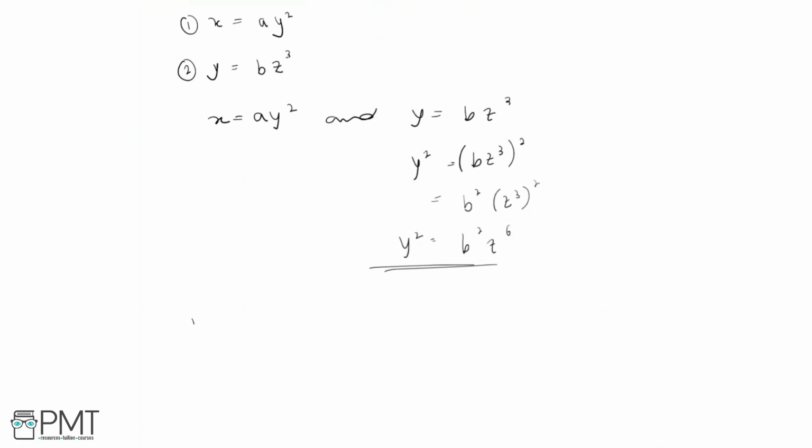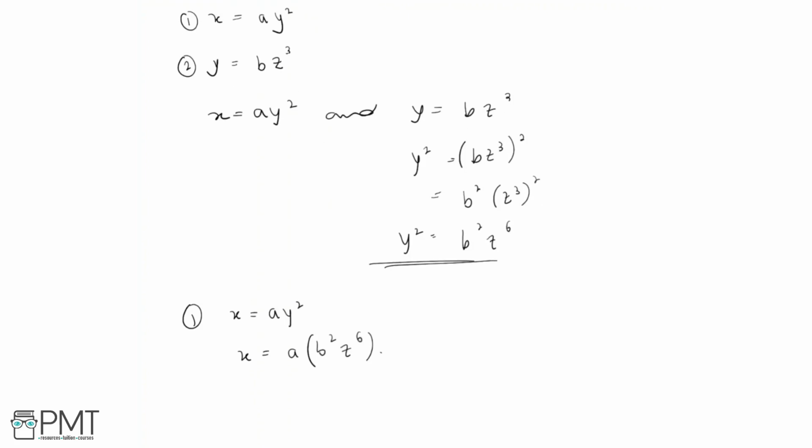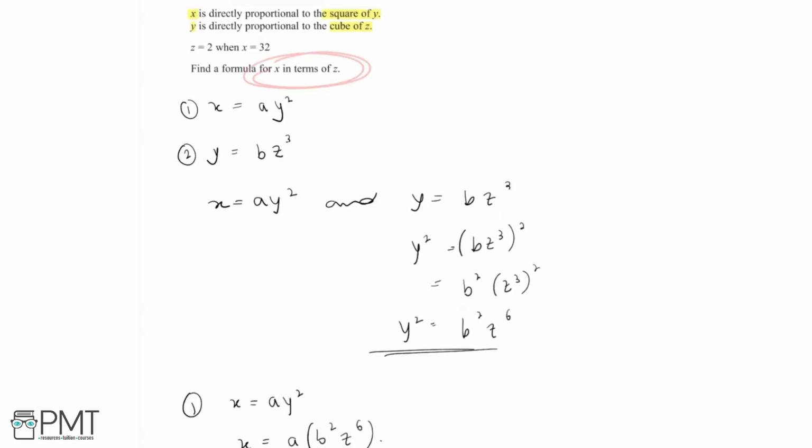We can now substitute this into equation 1. If x is equal to a y squared, and y squared is equal to b squared z to the power of 6, we can say that x is equal to a b squared z to the power of 6. But now we still have these two unknowns, a and b, and we want to get rid of them, because we just want a formula for x in terms of z.